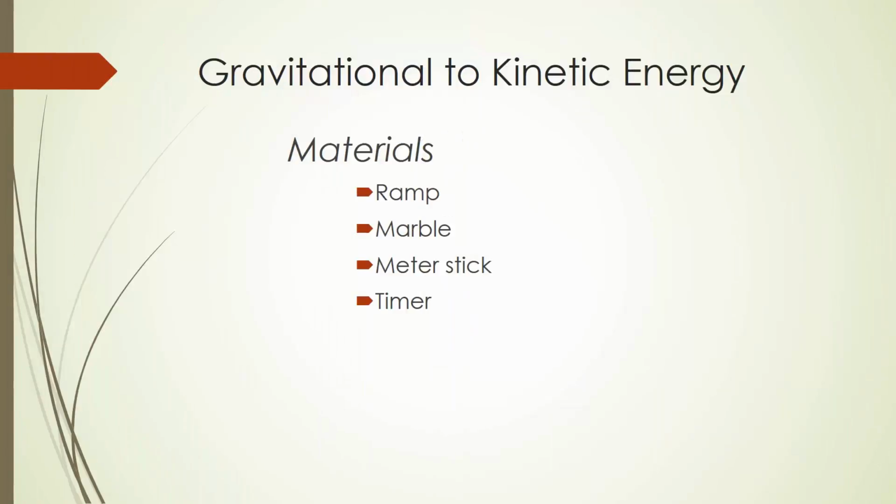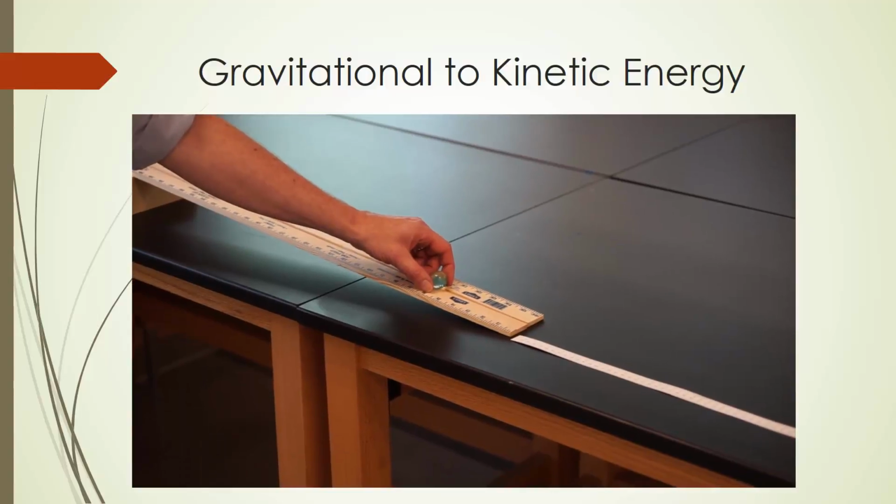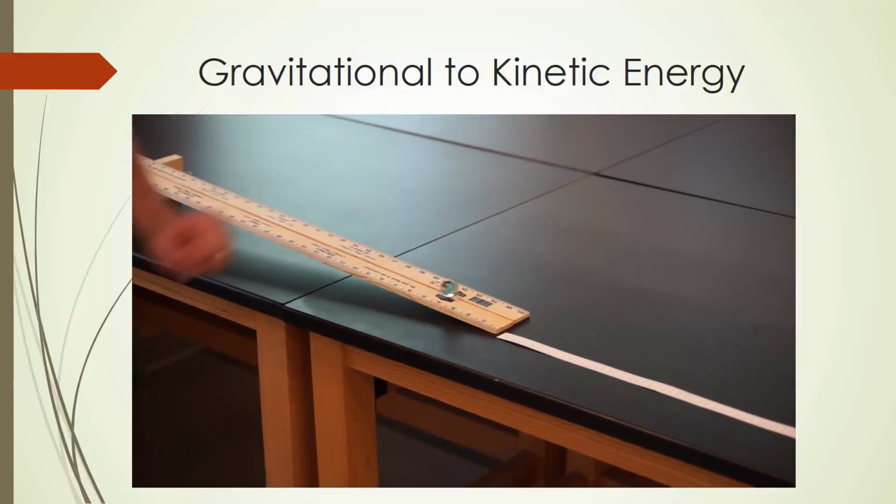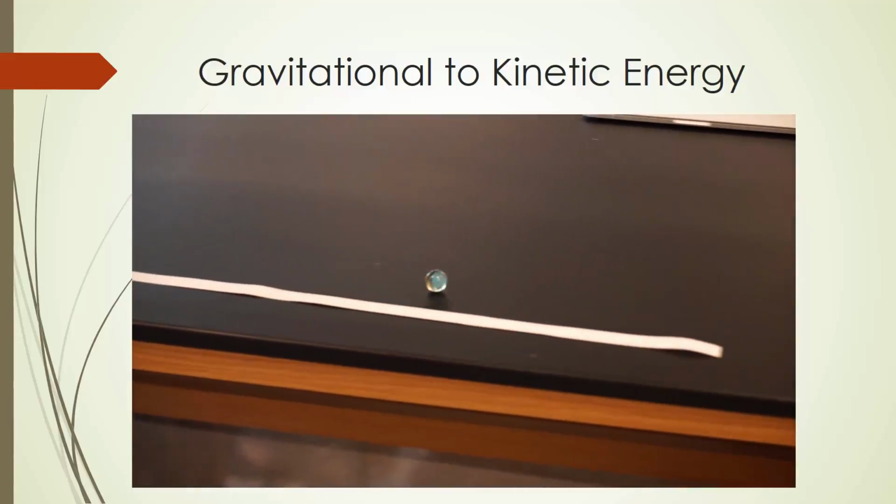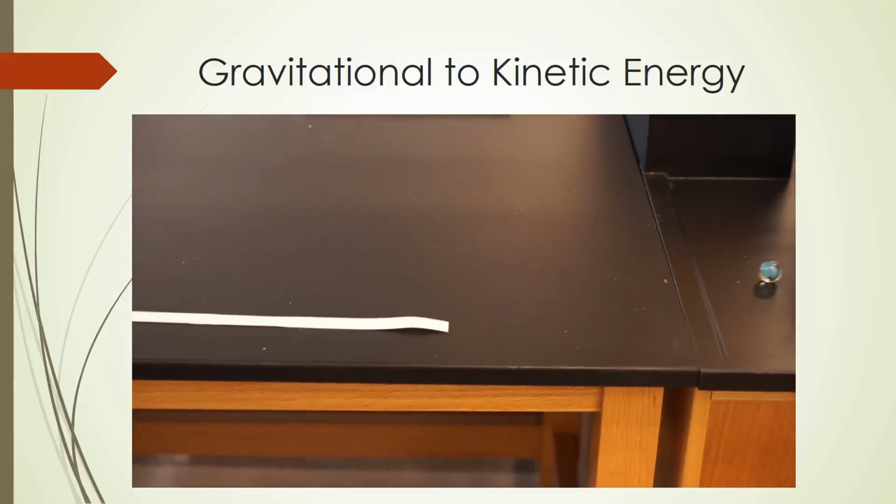The first conversion is from gravitational to kinetic energy. The materials are a ramp and marble, a meter stick, and a timer. A marble rolls down a ramp. Compare the potential energy at the top of the ramp to the kinetic energy at the bottom of the ramp.